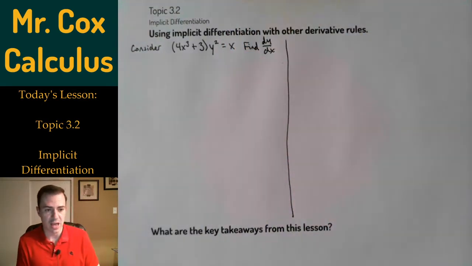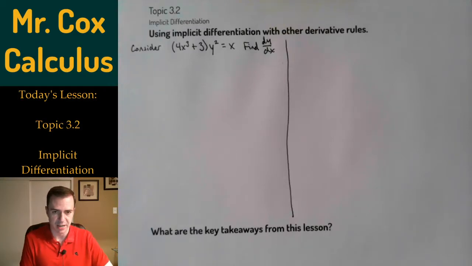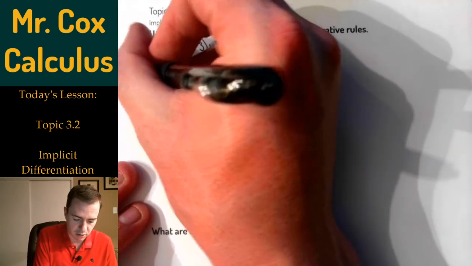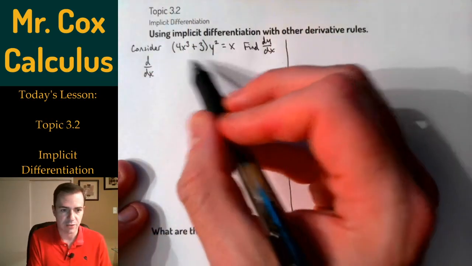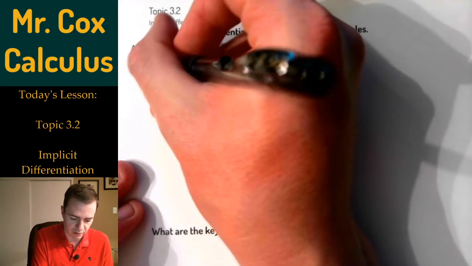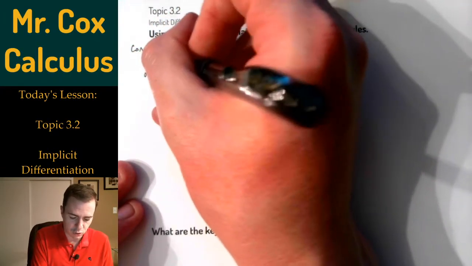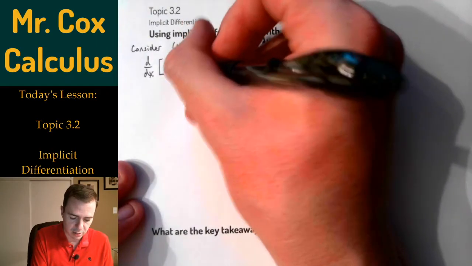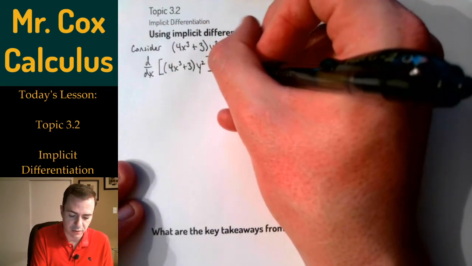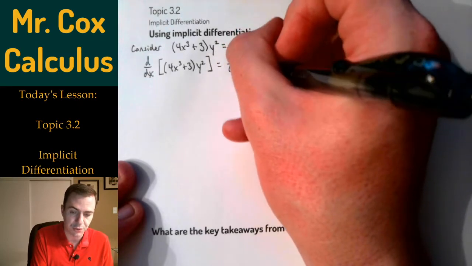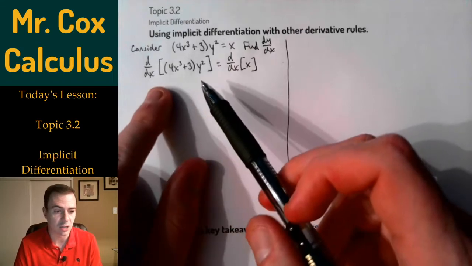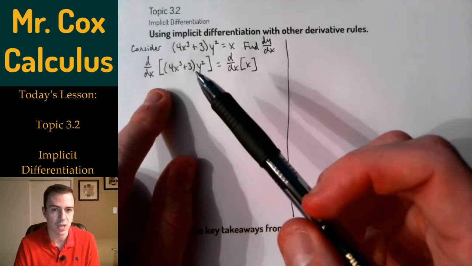In order to do that, I'm going to have to differentiate both sides with respect to x. So let's show our notation of what I want to do. I want to differentiate this left side with respect to x, so I want to take the derivative of (4x cubed plus 3) times y squared. And I can do that to the left side as long as I also do it to the right side.